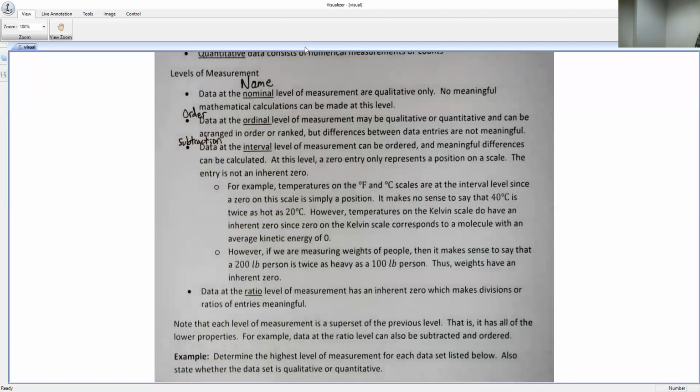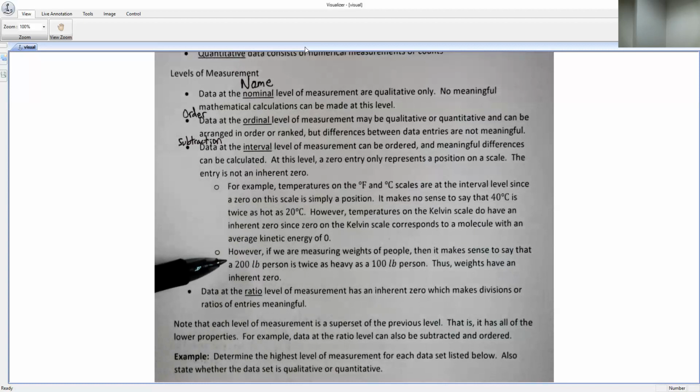And if I have data at the interval level, that means I can order it and I can calculate some differences. Now, the book goes into a kind of detailed discussion about what an inherent zero is. That's sort of an important idea. I tried to give an example here about an inherent zero or a non-inherent zero. An inherent zero means that zero is actually measuring something. So an example would be, say, weights.